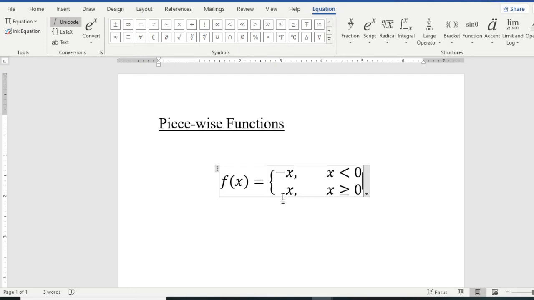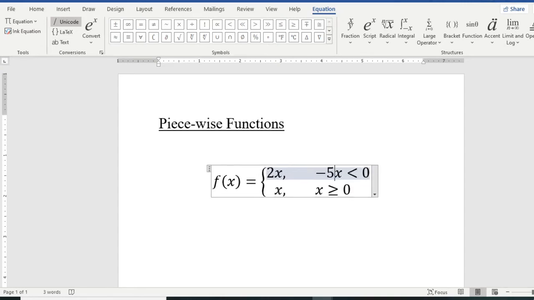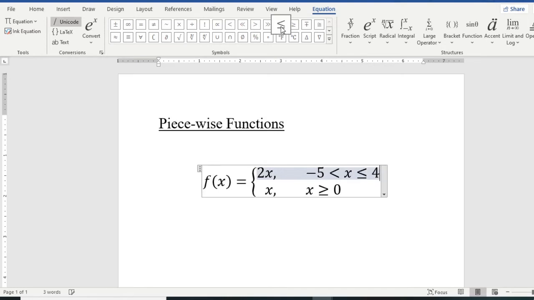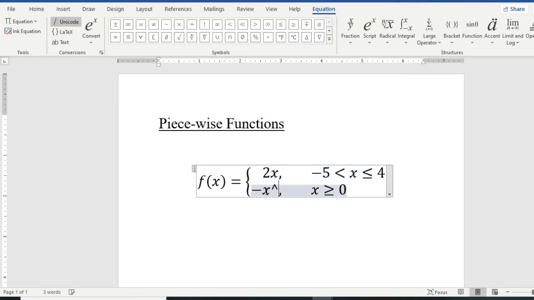Alright, so I'm going to change these a little bit. Let's say we have 2x for the first one from negative 5 less than x, and then x is less than or equal to negative 4. There we go. And then the second one, let's do negative x squared from 4 and up. So this is 4 is less than x, or x is greater than 4. Okay.